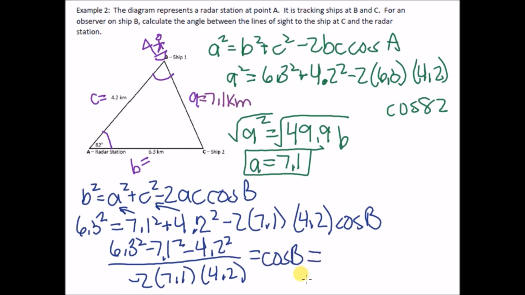Okay, so 6.3 squared minus 7.1 squared minus 4.2 squared. I get negative 28.36. Okay, and then in the denominator, I get negative 59.64. And when I divide those, I get 0.4755.